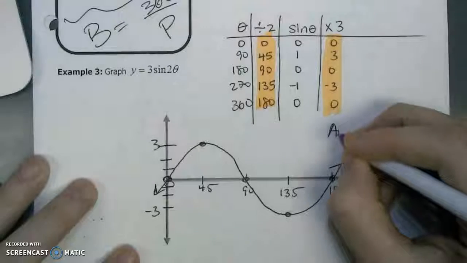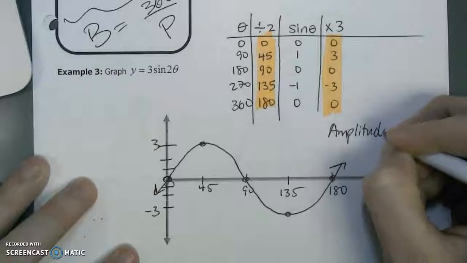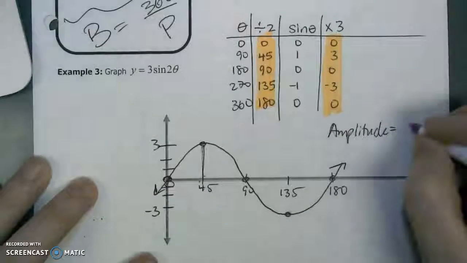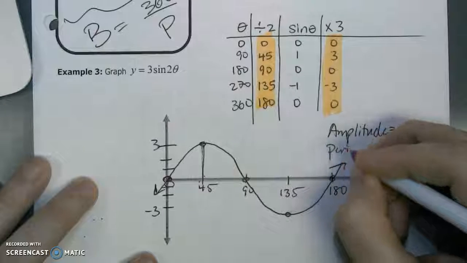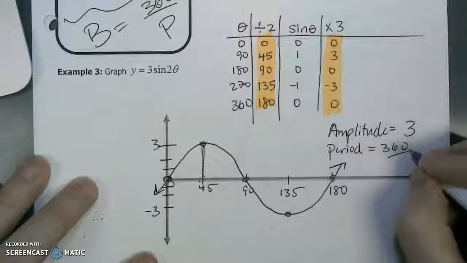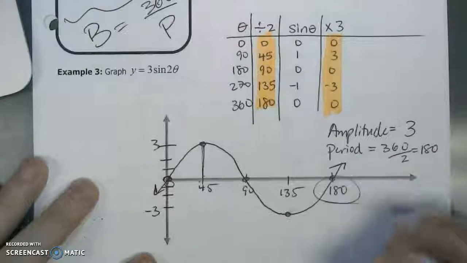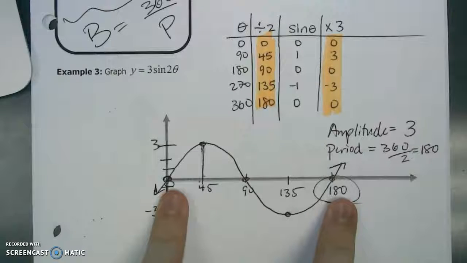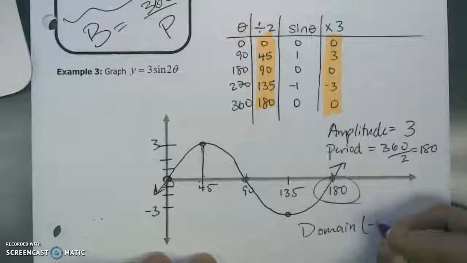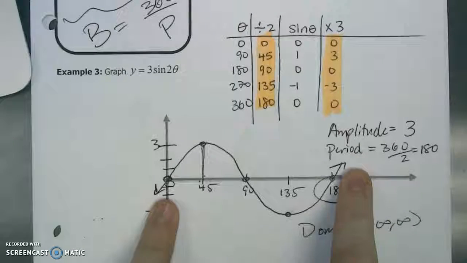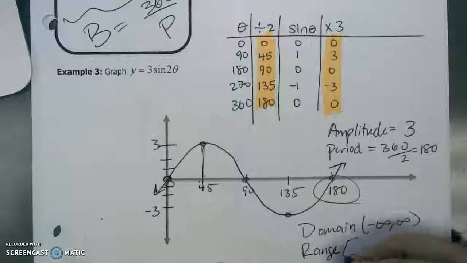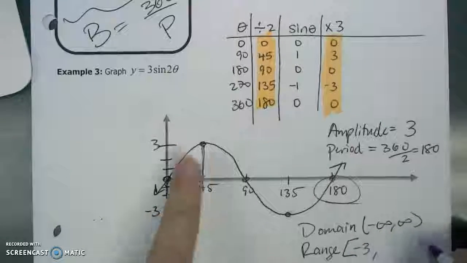So our amplitude is 3, because that's the distance from the axis to the high point. Your period is 360 divided by 2, which is 180. And we can see that in our graph, it went from 0 to 180 for the one full cycle. Our domain is negative infinity to infinity because there's arrows on the ends. Our range is negative 3 for the low point to positive 3 high point.